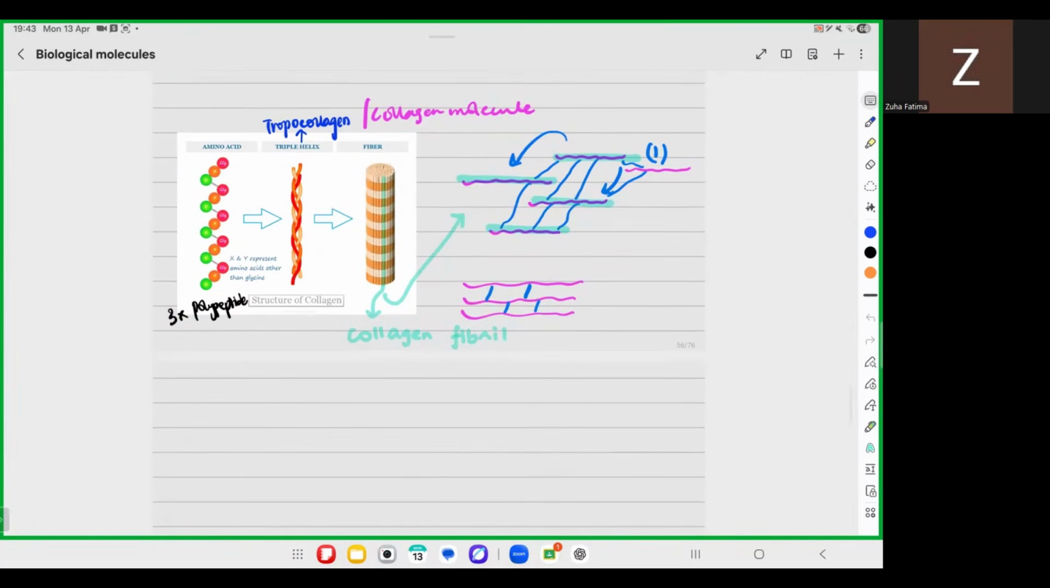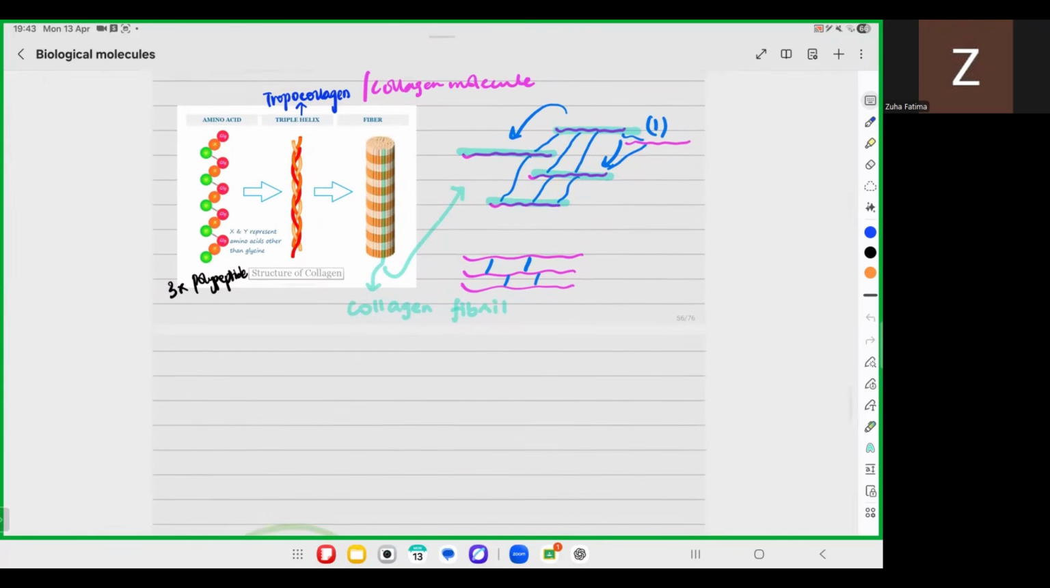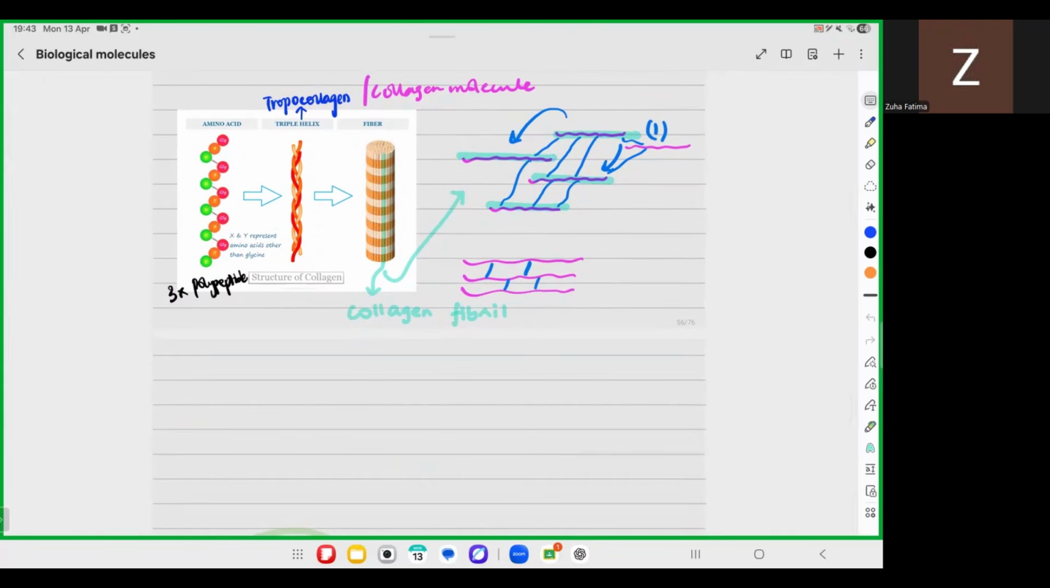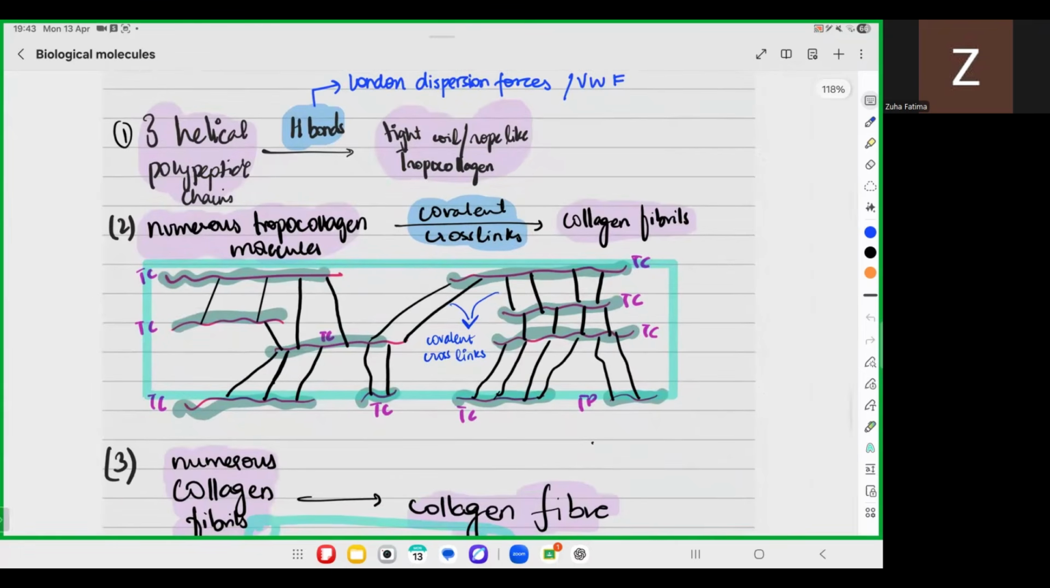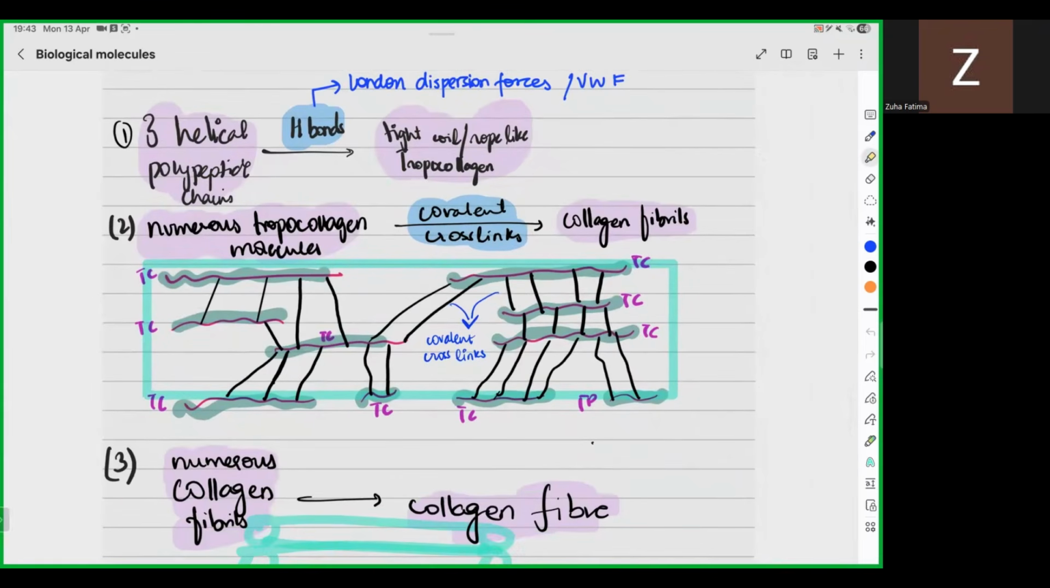This tropocollagen molecule then associates to form collagen fibrils via covalent cross-links. Numerous tropocollagen molecules join together, lying parallel to one another, and they associate via covalent cross-links to form a collagen fibril. Then numerous collagen fibrils collectively form a collagen fiber. Is this clear? Okay.